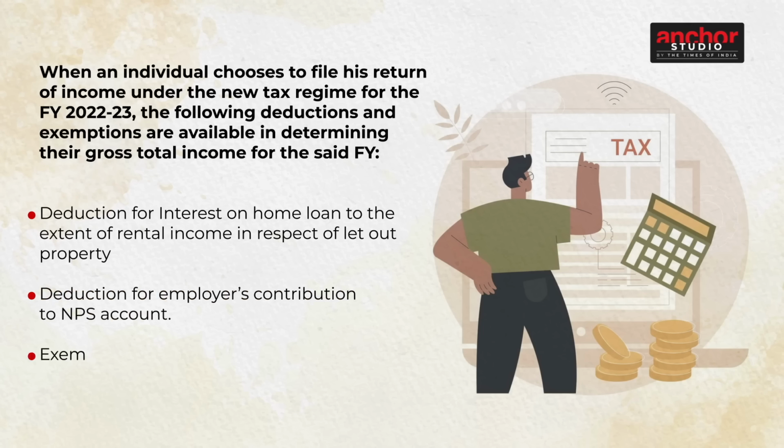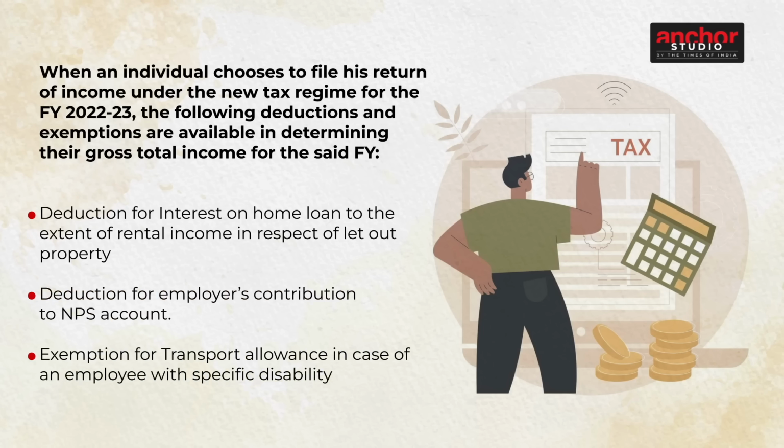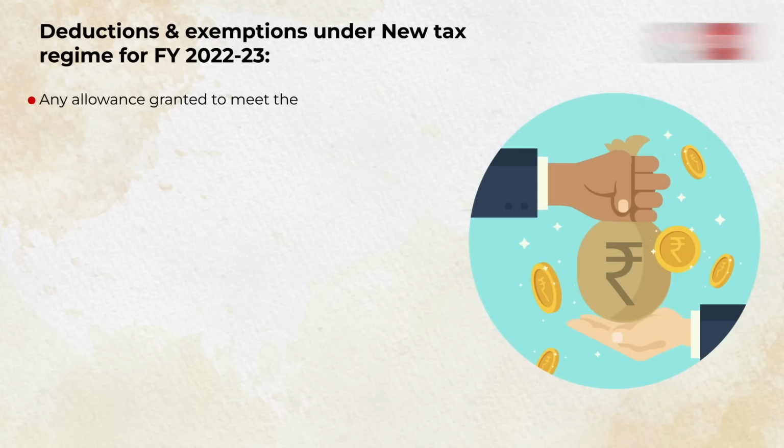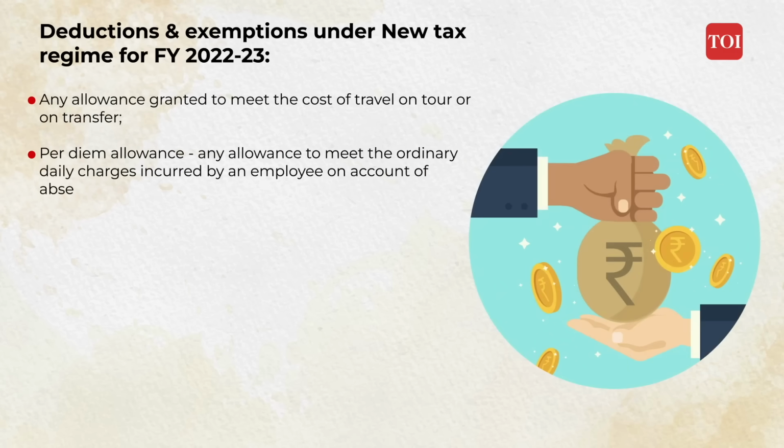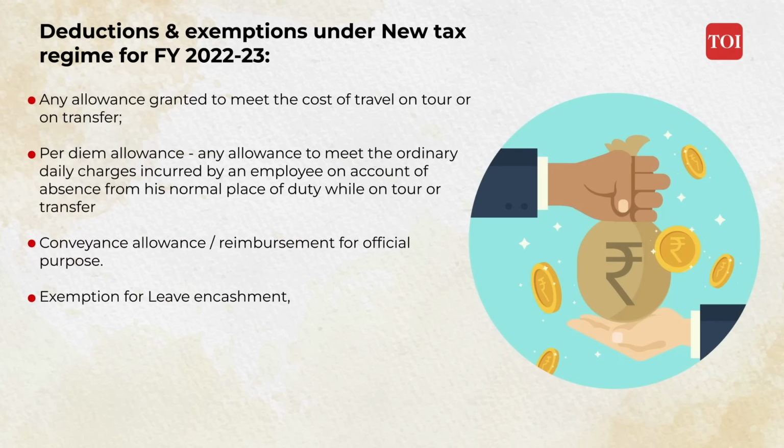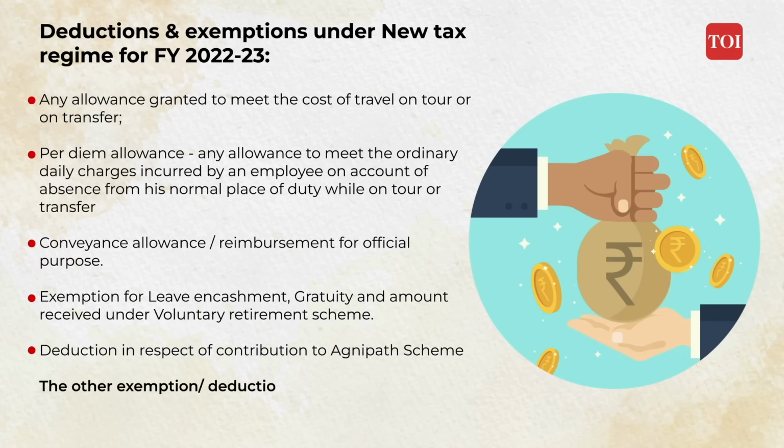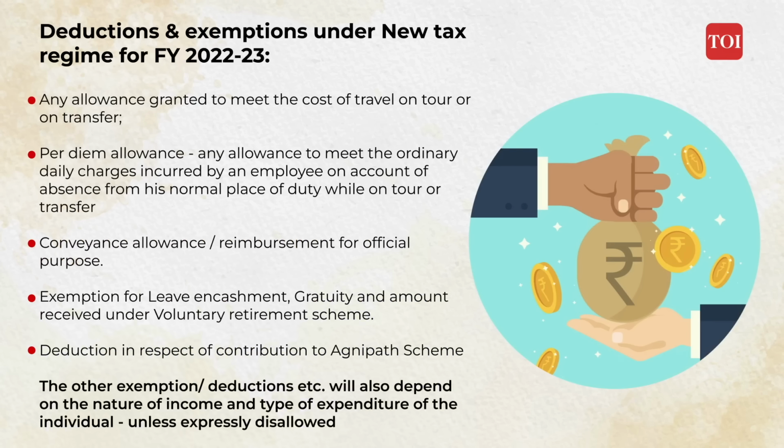Employer contribution to NPS is still allowed. And there are other items like transport allowance, per diem, conveyance allowance, and the items of gratuity exemption and leave encashment that we just spoke about. Those continue under the new regime, but most of the other Chapter 6A and Section 80 deductions that we spoke about don't come within the ambit of the new regime, because that's the intent: lower tax rates, but no deductions.